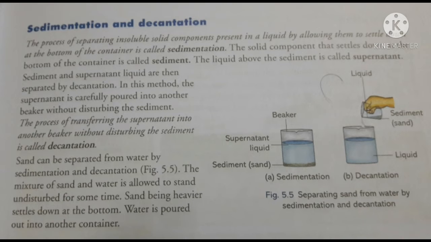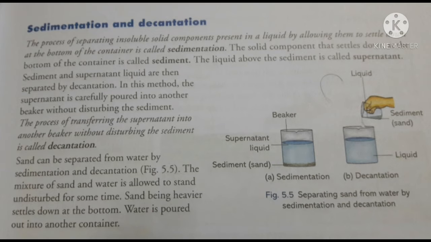The solid component that settles down at the bottom of the container is called sediment, and the liquid above the sediment is called supernatant. Sediment and supernatant liquids are then separated by decantation. In this method, the supernatant is carefully poured into another beaker without disturbing the sediment, and the process of transferring the supernatant into another beaker without disturbing the sediment is called decantation.